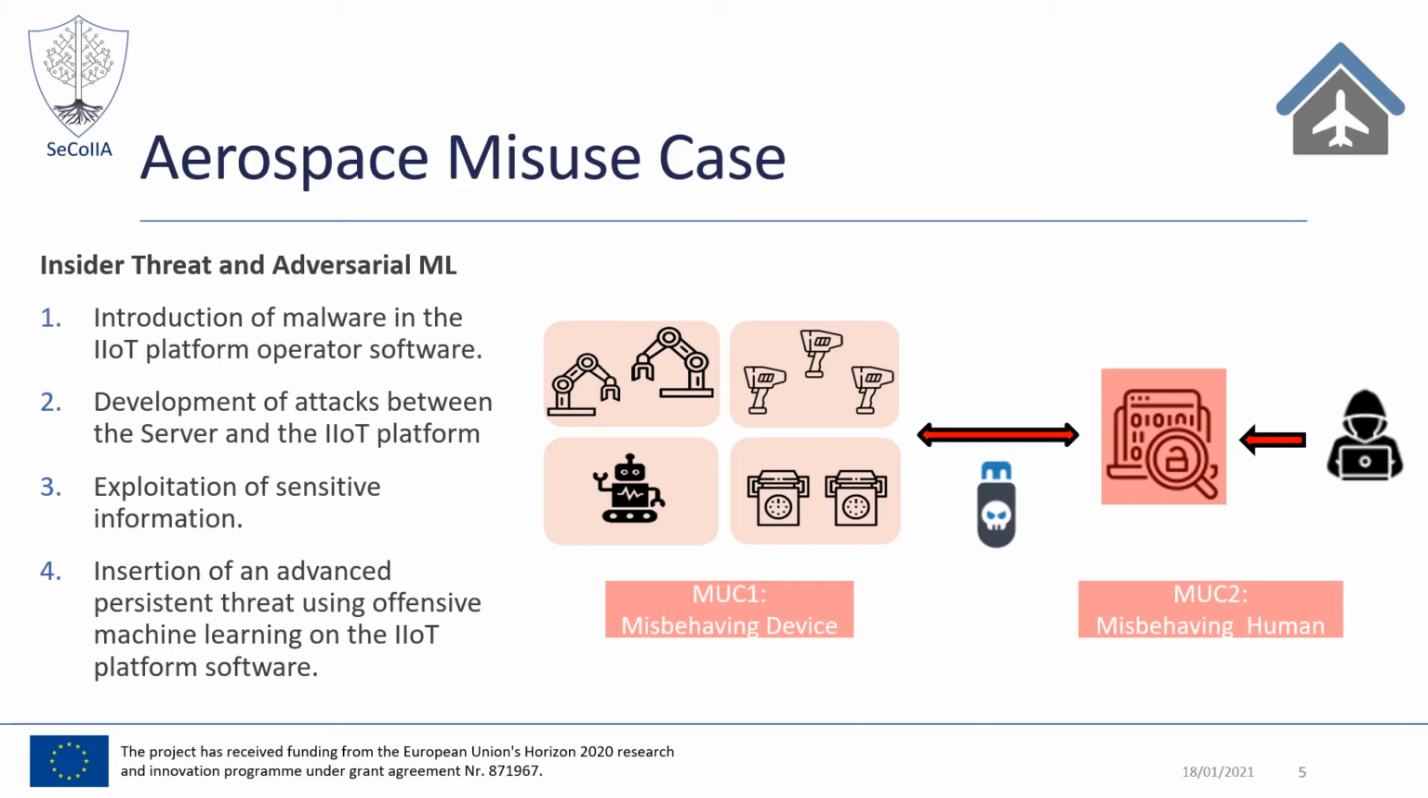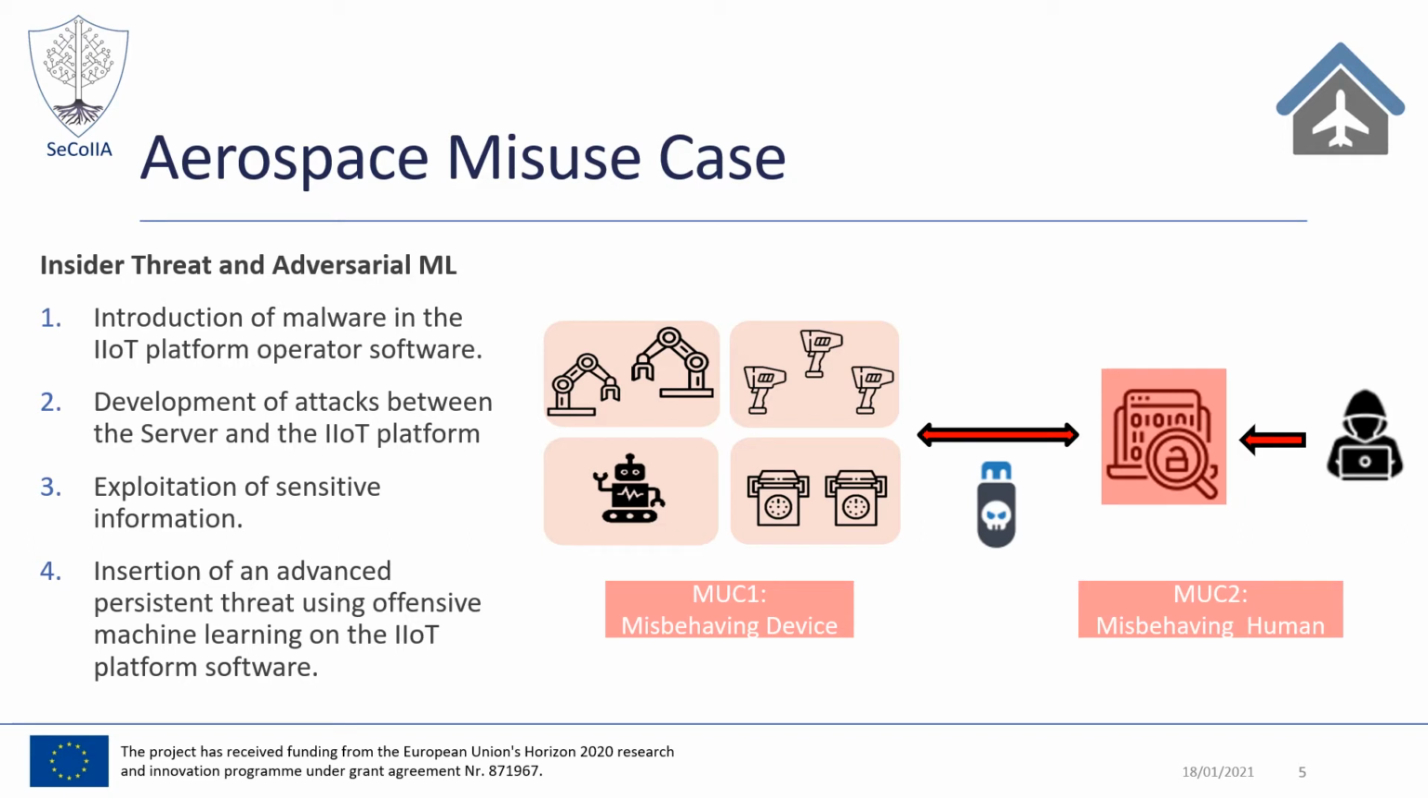And then the last stage will be the insertion of an advanced persistent threat using offensive machine learning on the IoT platform software, meaning all of this is being automated now. The malware is over there. The threat should be persistent in time and will be developing itself through these machine learning algorithms already present on the platform, and will keep affecting the plant unless something is done to avoid that.